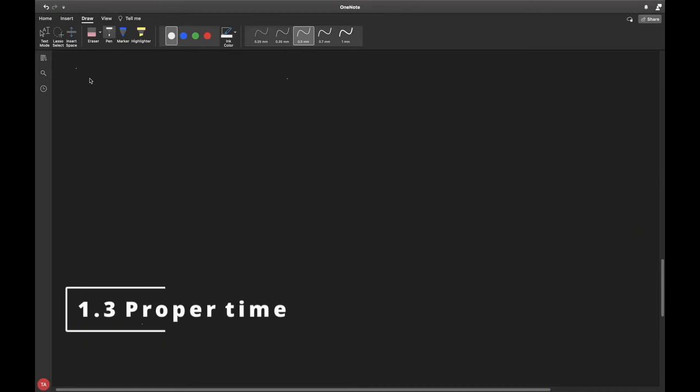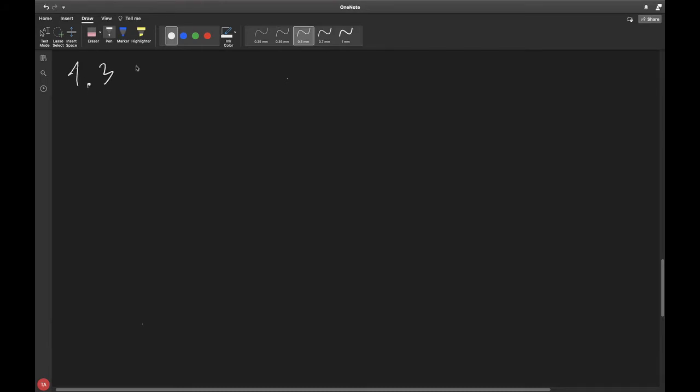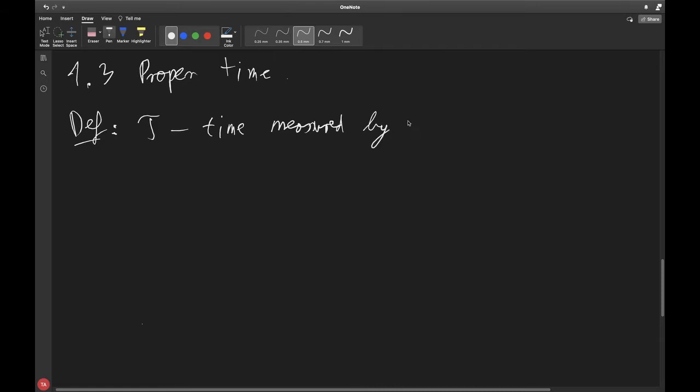The next thing to discuss in our little search for invariant variables is called the proper time. So let's just say this is 1.3. Proper time. So let's just start with the definition. The definition of proper time, which is denoted with the Greek letter tau, is the time that is measured by the frame which is moving, and we are moving together with it, by the moving frame.